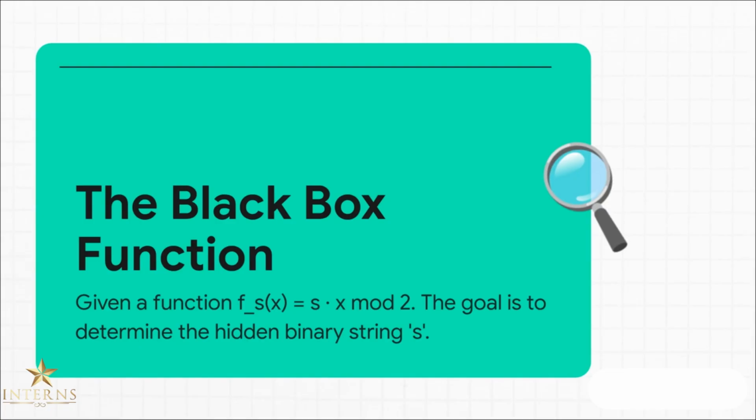Okay, so what is actually going on inside that box? Well, it's running a pretty simple function. Don't let the math scare you. It basically takes your input string, x, smashes it together with the secret string, s, that's the dot product part, and then it just tells you if the result is even or odd. But honestly, all you really need to remember is that s is the secret code we are hunting for.